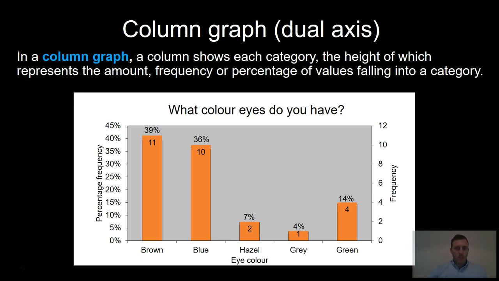An important thing to note is that because the categories are not continuous, so we don't have continuous numerical data here, columns do not touch each other. This is a key error that people make often.